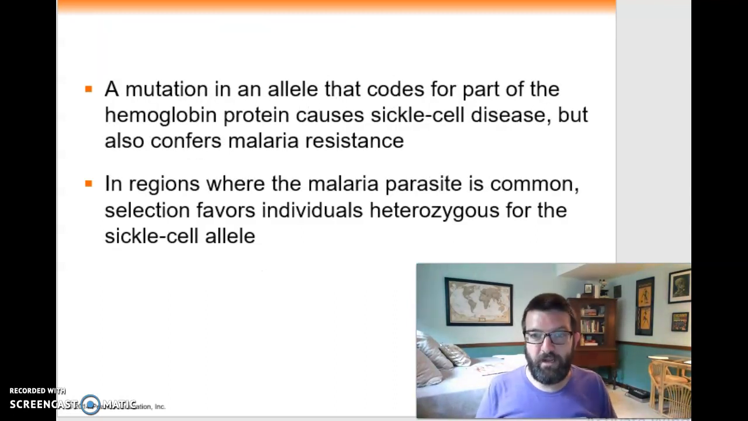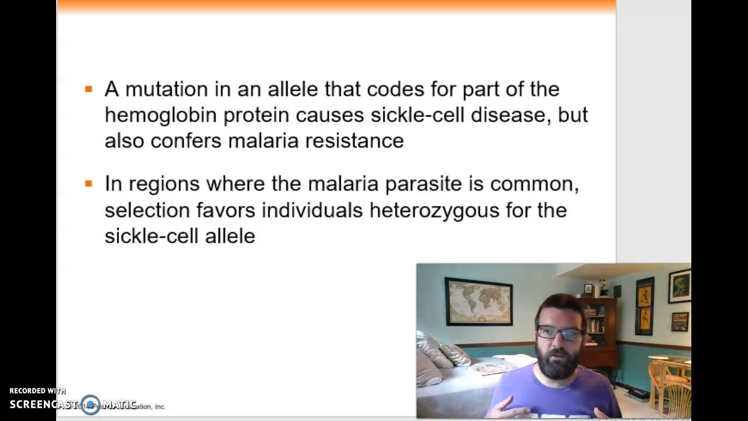Another example of heterozygote advantage is sickle cell anemia. So sickle cell anemia is a recessive trait, right? You need two of the recessive alleles to have sickle cell disease. If you are heterozygous, you don't have sickle cell disease. You do have sickle trait, which can cause some negative effects, but you can live with it. And having that sickle cell allele also confers malaria resistance. And malaria is a huge killer in the world, so being resistant to malaria is a significant selective advantage. And so in regions where malaria is common, you tend to find more prevalence of the sickle cell allele.